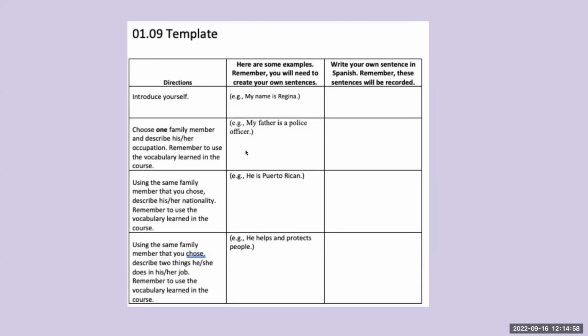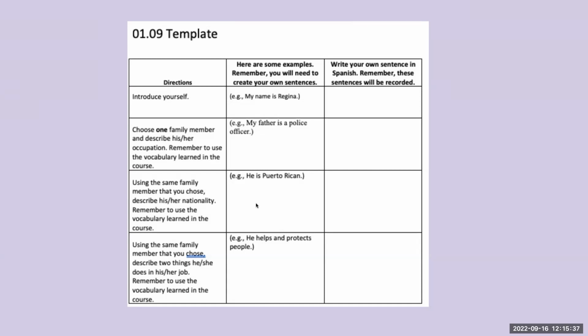Okay, so Mason says, mi padre es bombero, and that's a perfect one, Mason. Okay, my father is a firefighter. Okay, now we need somebody else to give us, let's use dads now, okay? So now we want to give our father's nationality. Okay, who wants to say what nationality their father is? So he is, and the nationality. You can type it or you can unmute and say it.